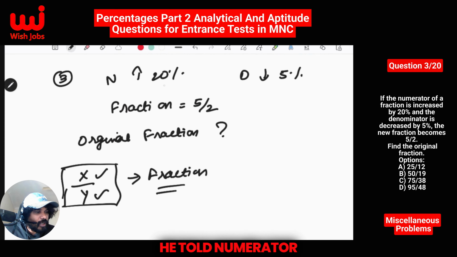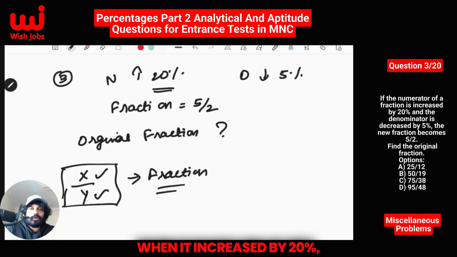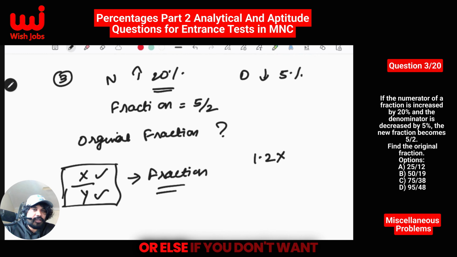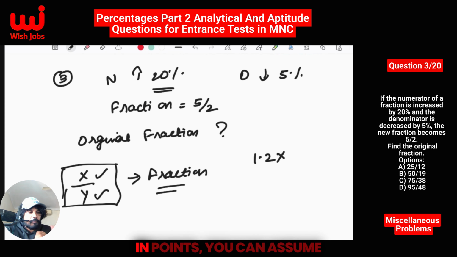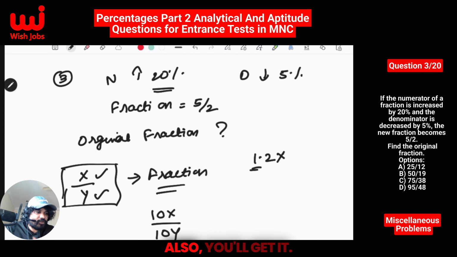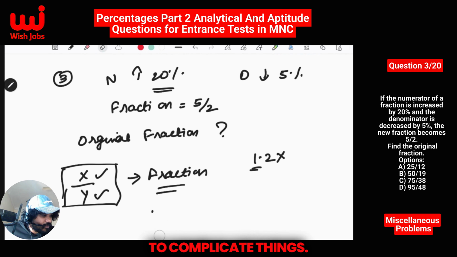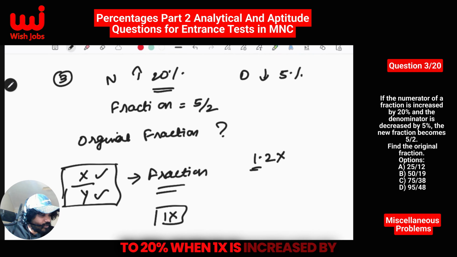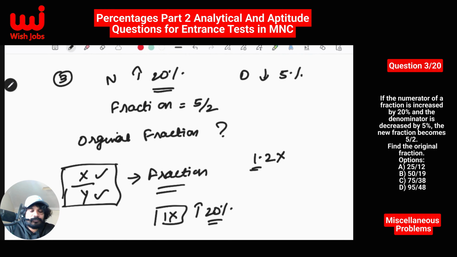Okay, so x is there and y is there. He told numerator increased by 20%. When x is increased by 20%, it will become 1.2x. Or else, if you don't want the calculation in decimals, you can assume 10x and 10y as the fraction. Then you will not be getting decimals. It's up to you. Even if you do with 1.2x also, you'll get it. But we'll do with 1.2x to complicate things. X means 1x. When 1x is increased by 20%, what will be the output?